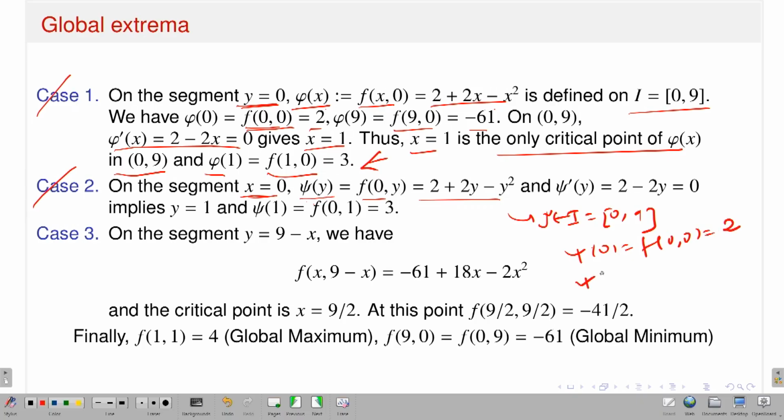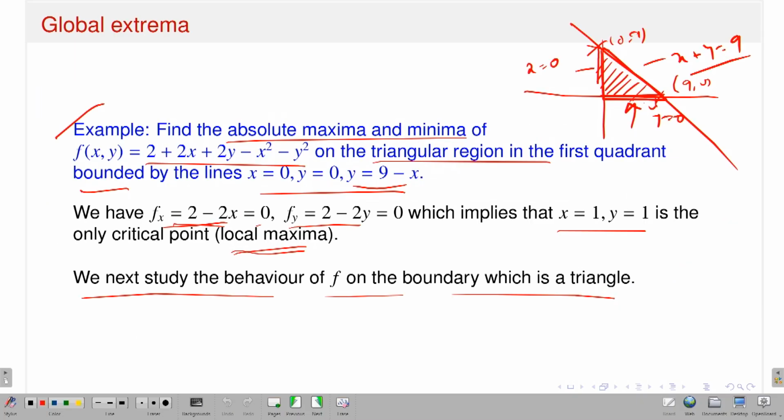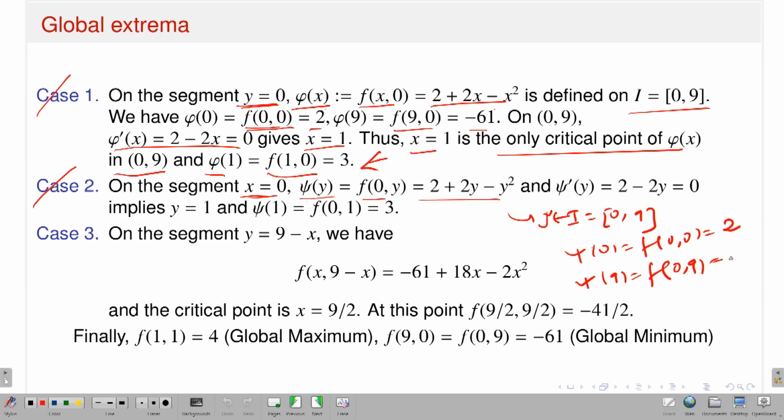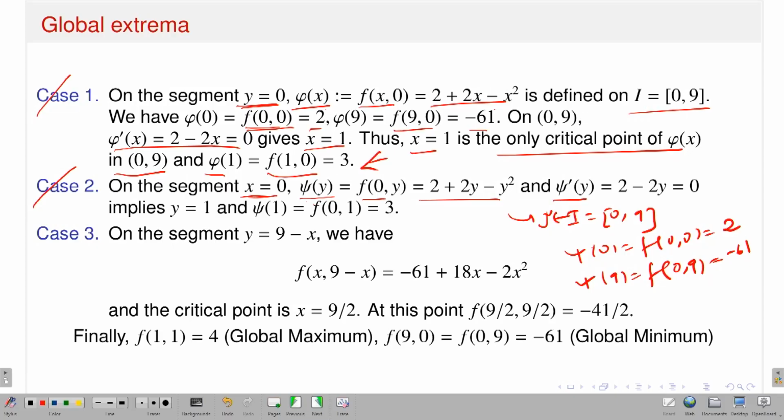And what will be your psi 9, which is f of 0 comma 9? If you calculate in your function at 0 comma 9, x is 0, and this is symmetric in x and y, so again the value will be minus 61. So on the two corner points I have done. Only in the open interval 0 to 9 you have to see if there is any possible critical point. Again I consider the derivative psi prime, which is 2 minus 2y, so y is equal to 1 is the possible critical point, with x equal to 0. Again the value is 3.